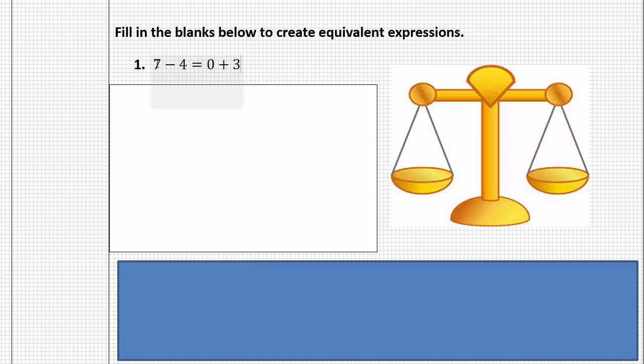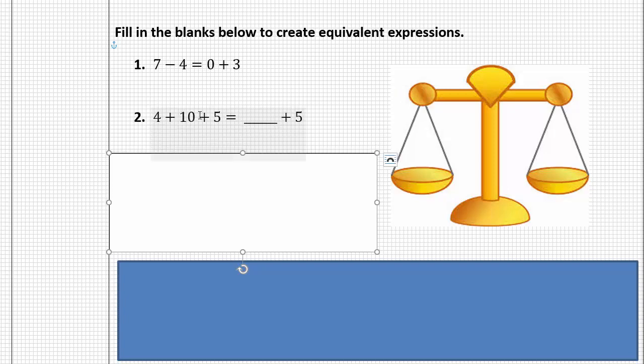Since the left side, 7 minus 4, has a value of 3, and 0 plus 3 has a value of 3, one thing you're going to hear us talk about is the balancing method of thinking about this. We'd say the left side has a value of 3, and the right side has a value of 3, and that is balanced. So that is correct. Let's try the next one.